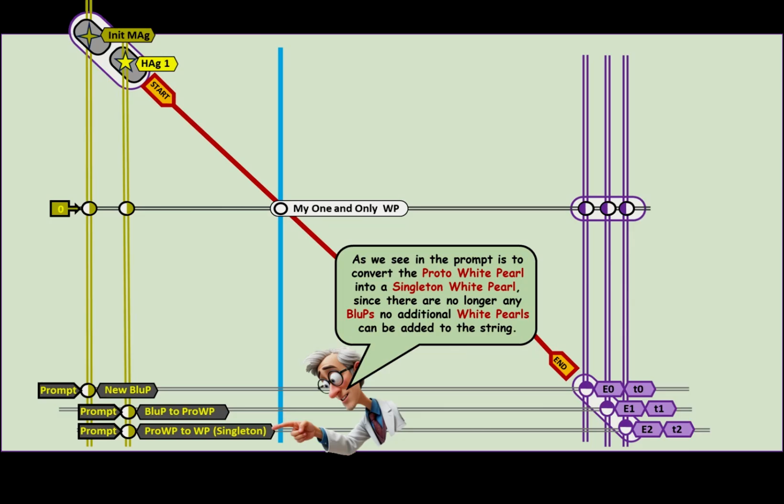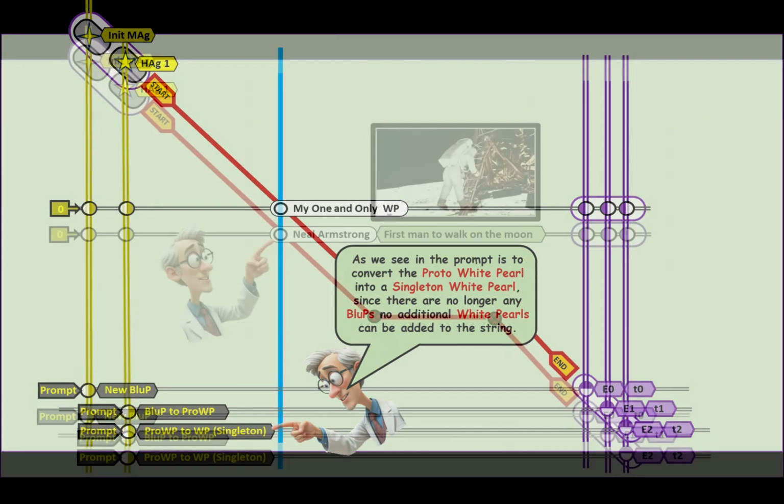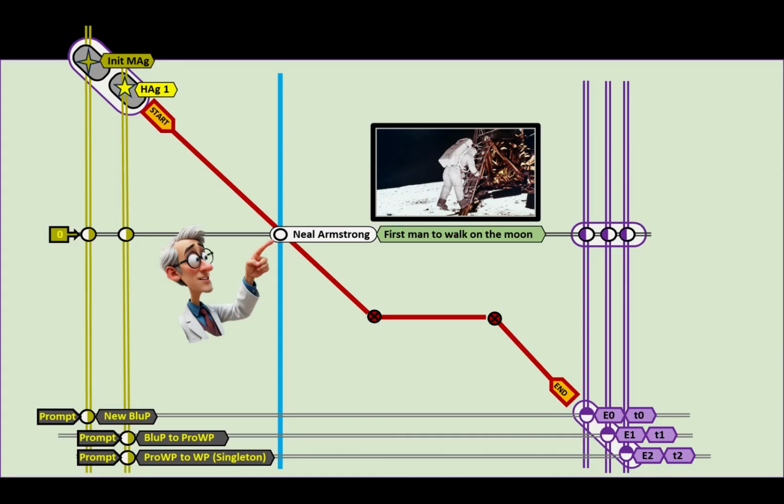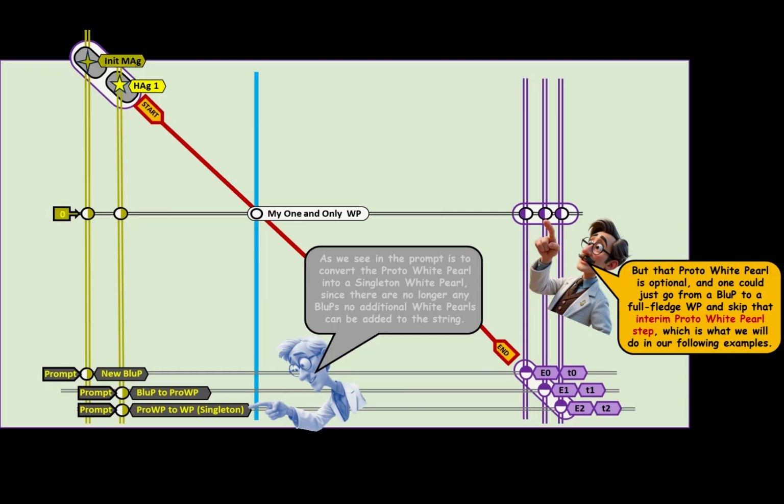I get it, like one is making a list that can only have one item in it, like who was the first man to walk on the moon, that could then be modeled as a singleton white pearl, named Neil Armstrong. But that proto-white pearl is optional, and one could just go from a bloop to a full-fledged white pearl, and skip, altogether, that interim proto-white pearl step, which is exactly what we will do in our following examples.